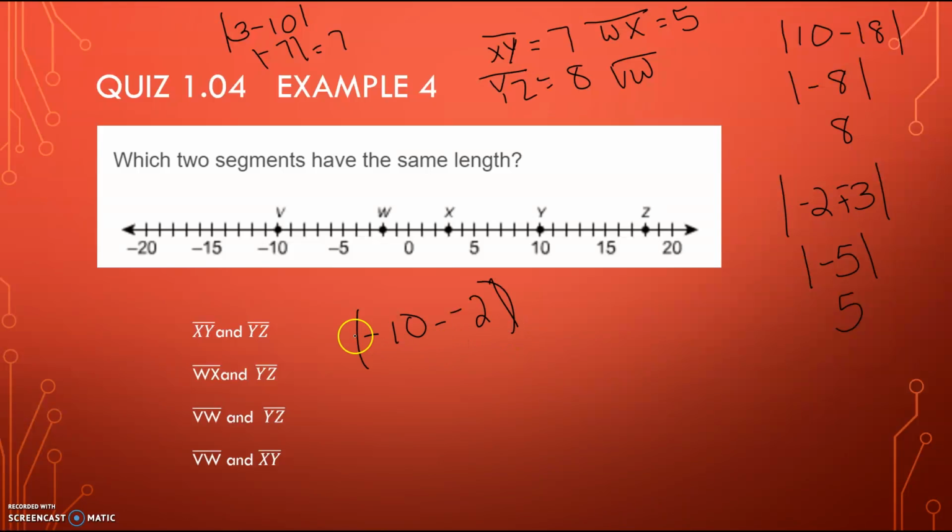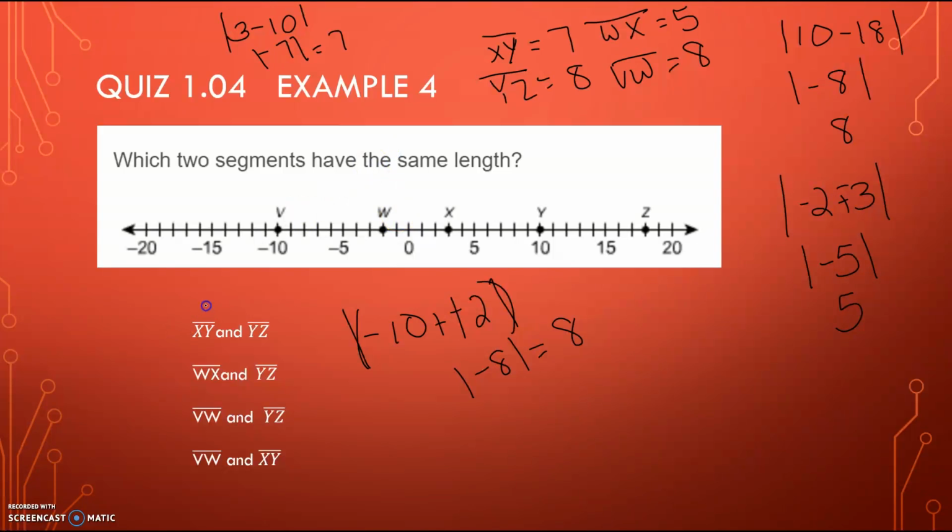Oh, absolute value, not parentheses. Change it to addition, change the sign of the second number. Negative 10 plus 2 is the absolute value of negative 8, which equals 8. So that one is 8. So VW, we got YZ. We have XY, and we have VW. Okay.